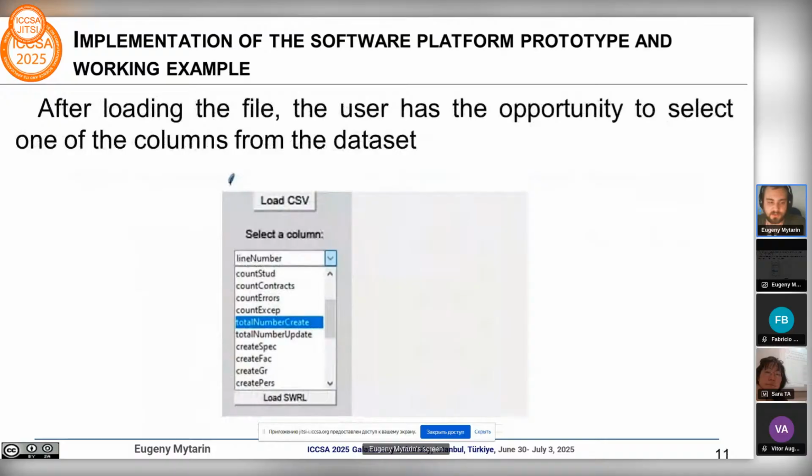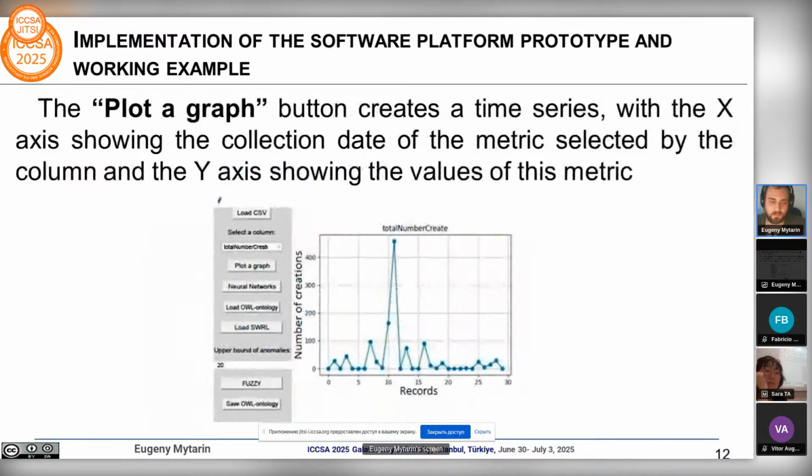Next, users select a specific metric from the database, like total number created, and this metric will be analyzed for anomalies. The interface is intuitive, allowing the user to focus on relevant data points. Clicking the button plot graph generates a time series visualization. The x-axis shows dates, and the y-axis displays metric values. This helps users identify trends and potential anomalies before applying advanced analysis.